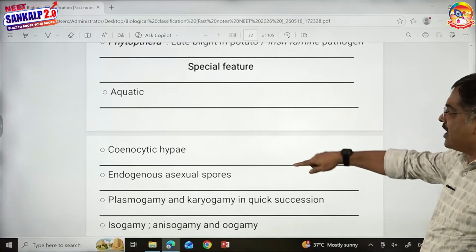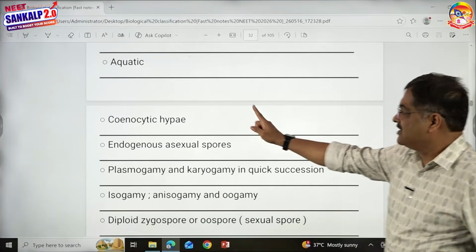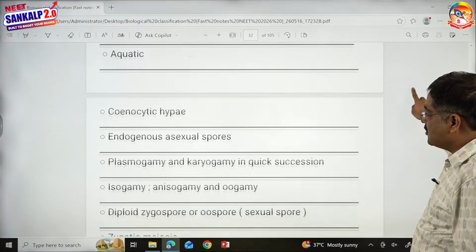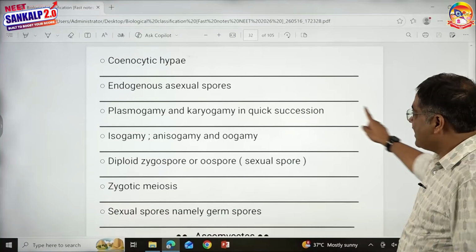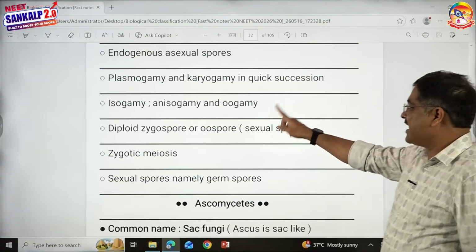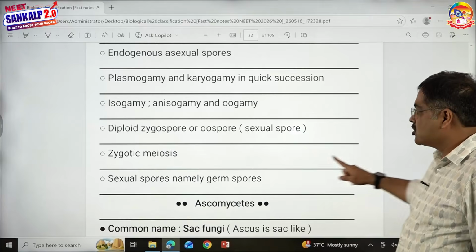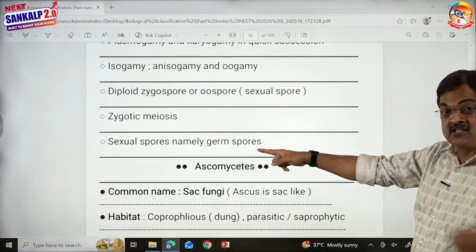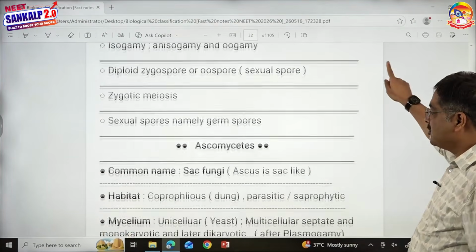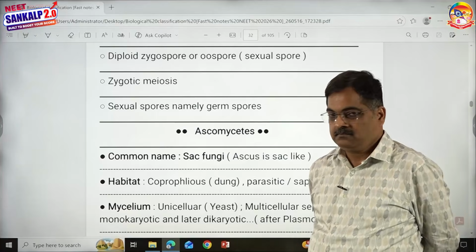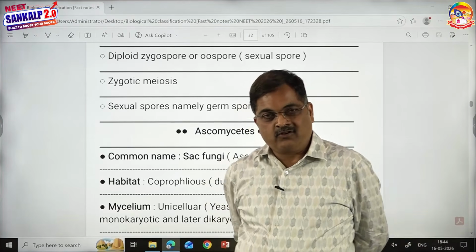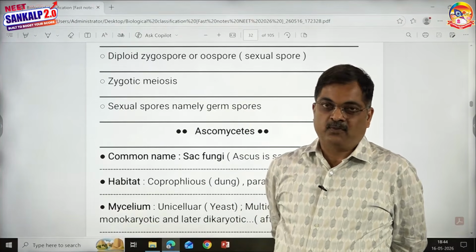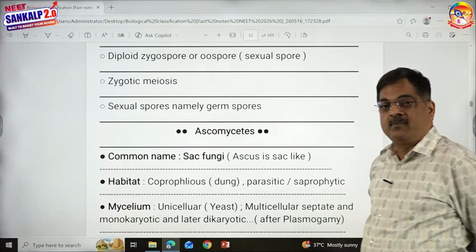Special characters, I told you: aquatic, coenocytic hyphae, this is important. Endogenous asexual spores. Plasmogamy and karyogamy occur in quick succession. Isogamy, anisogamy, and oogamy. Diploid zygospore or oospore. Zygotic meiosis, meiosis occurs in the zygote. Sexual spores. That's nice. We have completed Phycomycetes in the best possible way. Now we go to Ascomycetes.